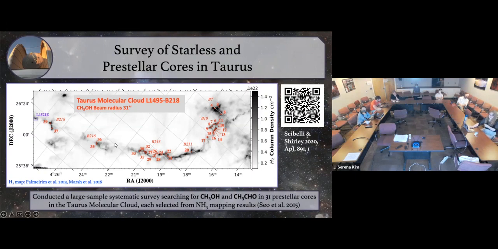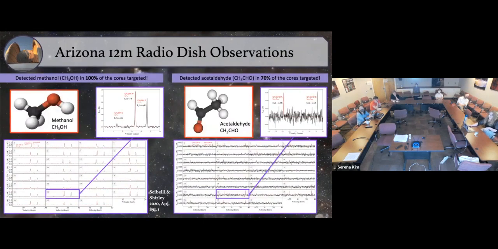And we wanted to search for methanol and acetaldehyde, one of the simplest complex organics, and then a step up in complexity, to see how prevalent these molecules are in a more representative sample. And we found lots of complex organics. So methanol was detected in 100% of the cores targeted, and acetaldehyde was detected in 70%. So here are the lines. Again, this was done with the Arizona 12 meter at roughly 3 millimeters, or 96 gigahertz, where these transitions are.